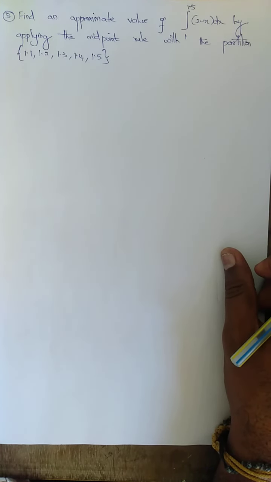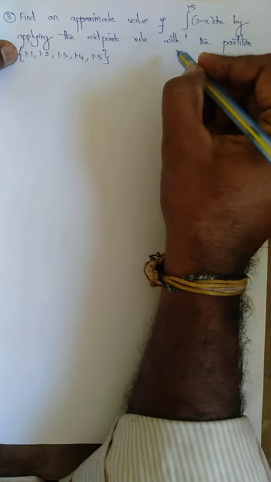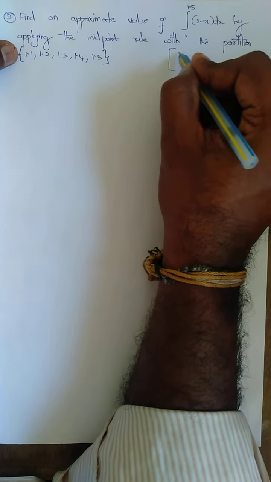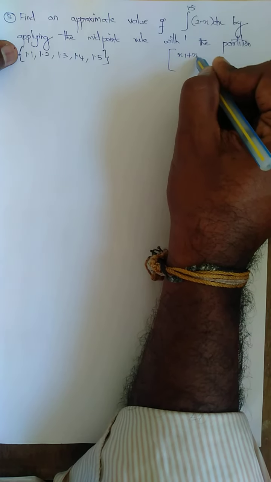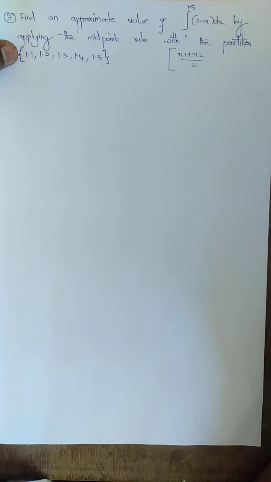After finishing the first sum and second sum, we need to come to the third sum. In the first sum we saw the left hand rule. In the second sum we saw the right hand rule. In the third sum we are going to see the midpoint rule. Very easy. What is the midpoint formula? We know the midpoint formula: (x1 plus x2) by 2. This is the midpoint formula.